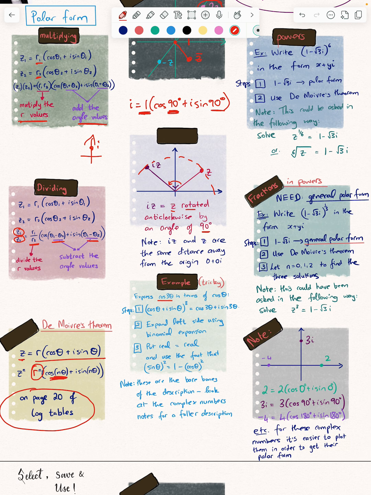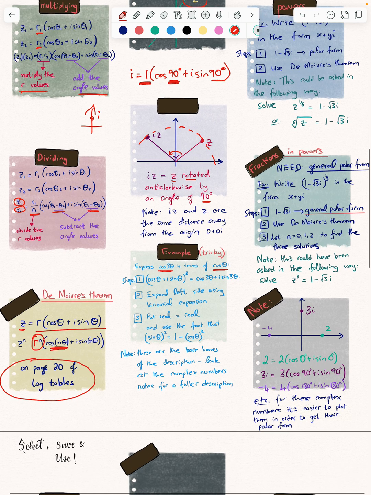Express cos 3 theta in terms of cos theta. It's a tricky little proof. So what you do is you want to relate cos 3 theta to cos theta. We can do this one actually in class later, just let me know if you'd like to. So first thing you do is you use De Moivre's theorem to relate cos theta plus i sin theta to cos 3 theta. So that's what De Moivre's theorem would give us if we raise that to the power of 3. Then you can expand the left-hand side using the binomial expansion, and then you put real equal to real and use this fact. So they're the bare bones. There is a description in the footer notes actually in complex numbers, but we can also go through it later if you'd like.